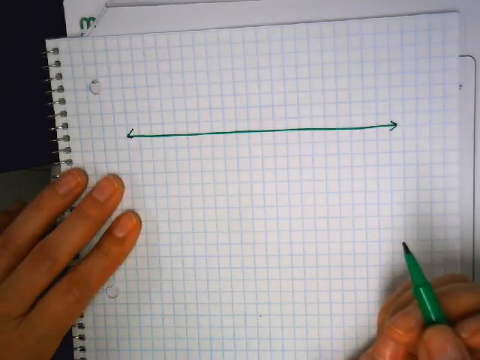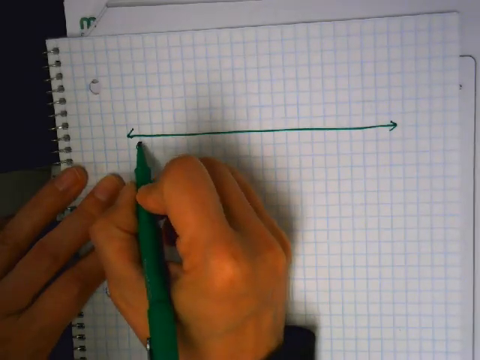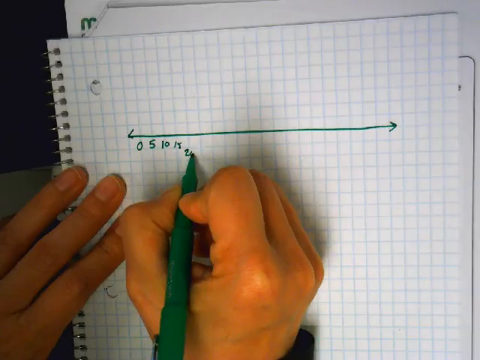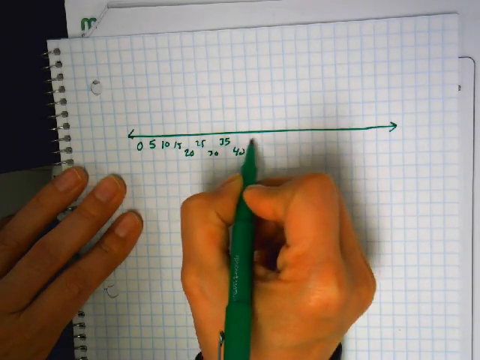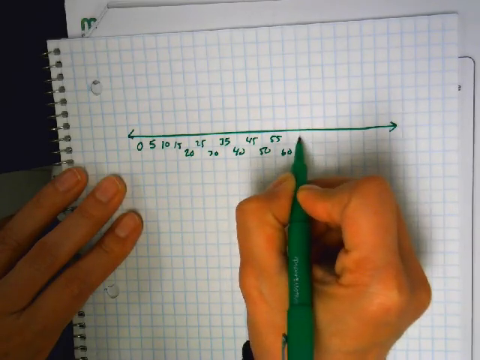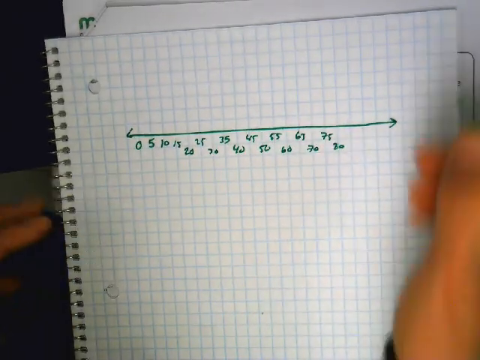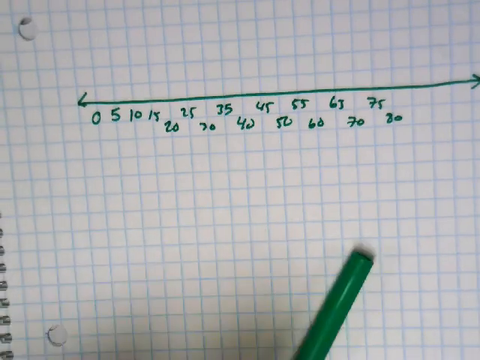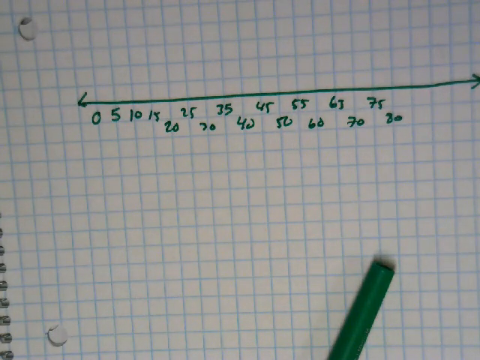Number line. Let's count by fives. 0, 5, 10, 20, 25, 30, 35, 40, 45, 50, 60, 65, 70, 75. Let's go all the way to 80. I'm counting by fives, so 0 all the way to 80 counting by fives. Good practice to count by fives.